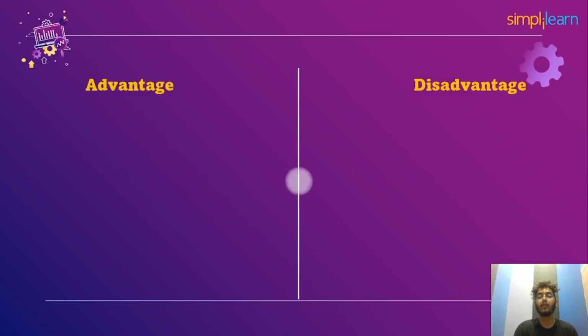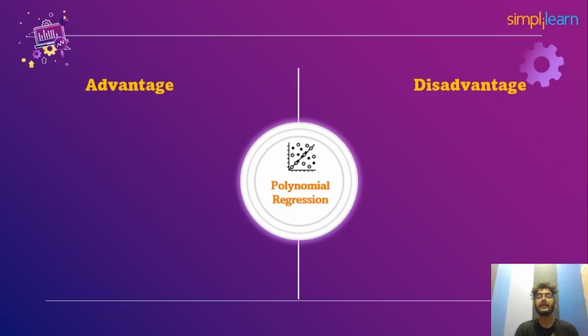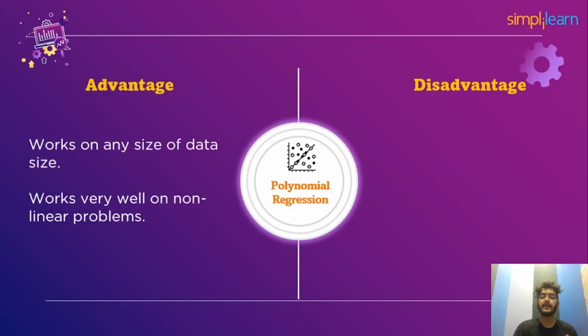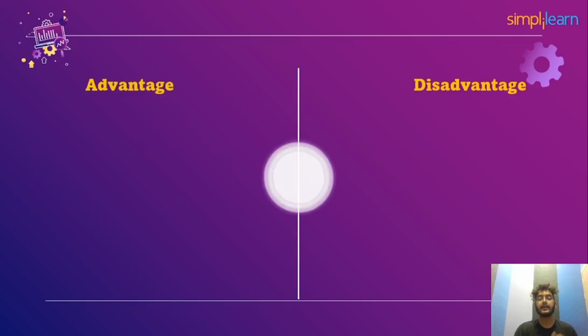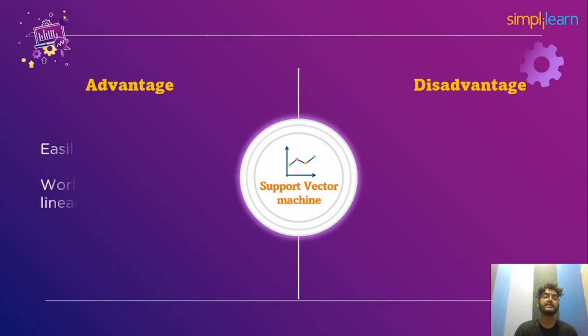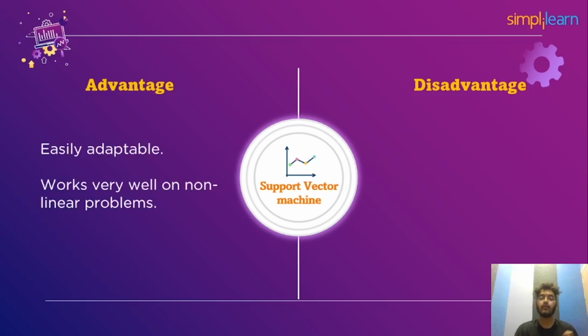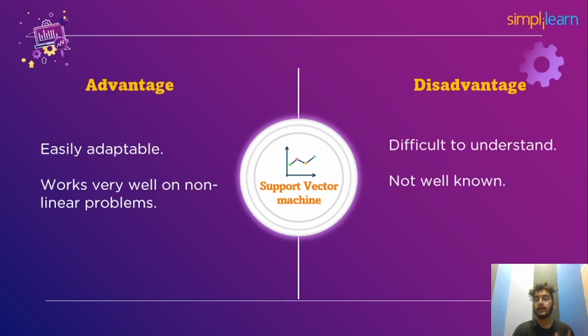The next one is polynomial regression. The advantages are that it works on any size of dataset, and it works very well on non-linear problems. The disadvantage is that we need to choose the right polynomial degree for the bias-variance trade-off. The next one is support vector regression. The advantages are that it is easily adaptable and works very well on non-linear problems. The disadvantages are that it is difficult to understand and not well known.